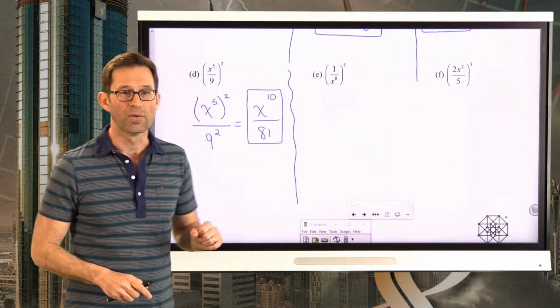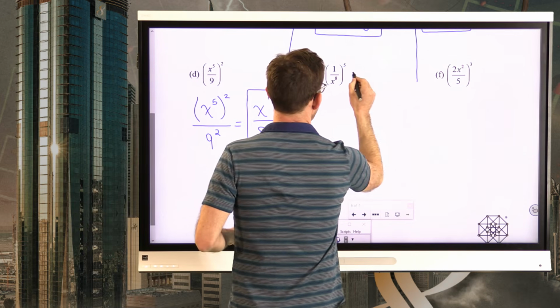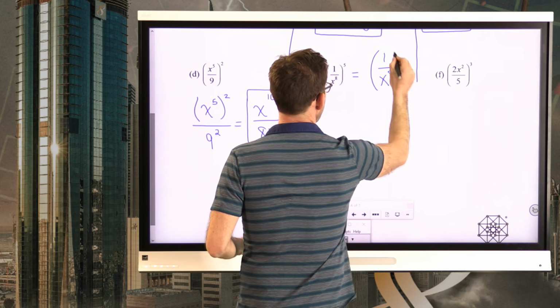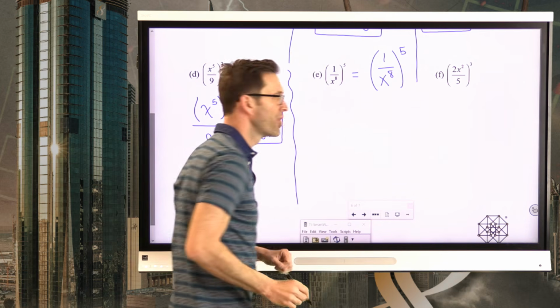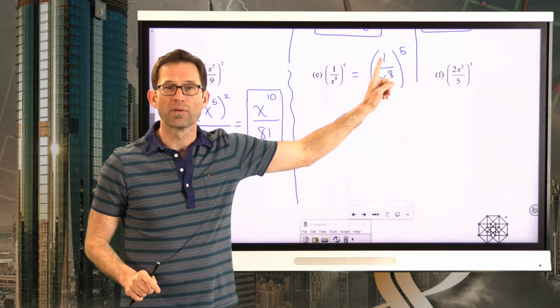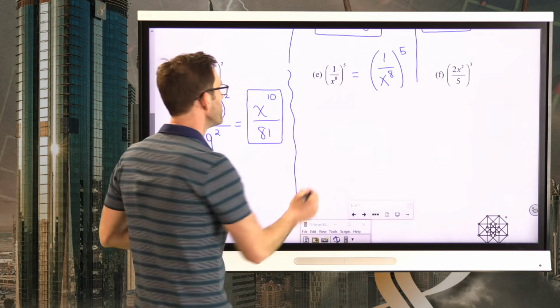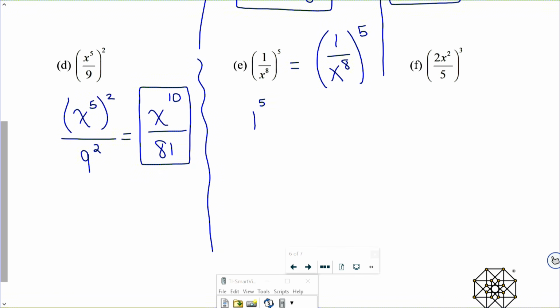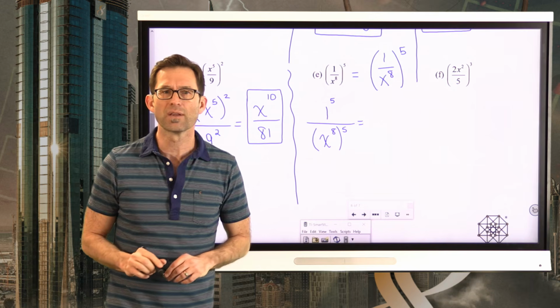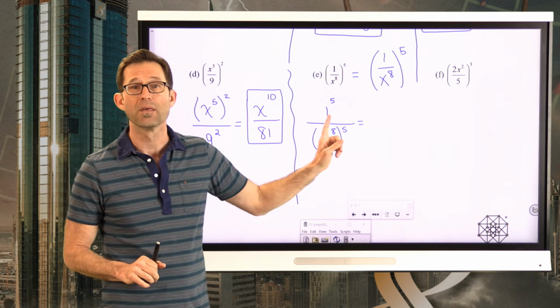Let's take a look at letter C, right? This one is an interesting one. Again, let me write it a little bit bigger for you. I have 1 divided by x to the 8th, all raised to the 5th. And again, just like this problem, I'm going to apply that fifth exponent to both the numerator and the denominator, which is going to give me 1 to the fifth in the numerator and x to the eighth to the fifth in the denominator. Now, I like this problem because it illustrates a very important property of any exponential expression where 1 is the base.